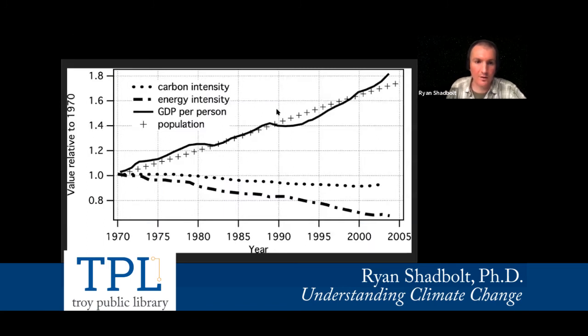Okay, let's move along then. So this is looking at environmental impact. And in this case, the impact that we're looking at specifically is carbon dioxide concentration in the atmosphere. And we can relate that to 4 variables. We have population with the crosses. And this is relative to its value in 1970.